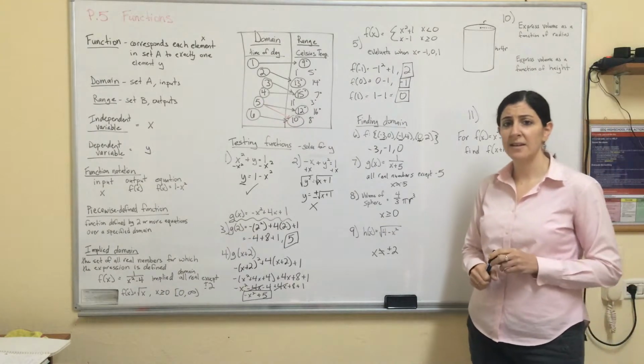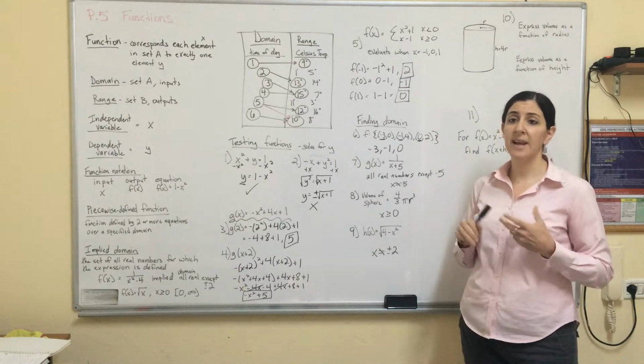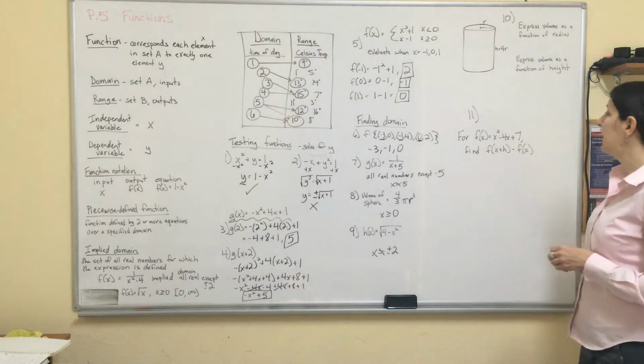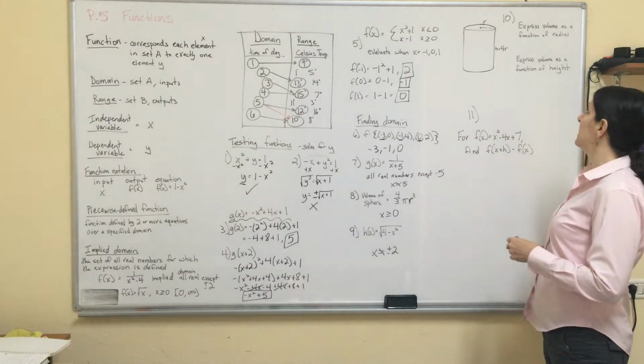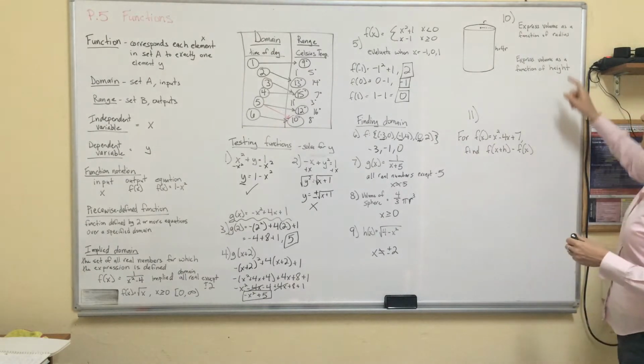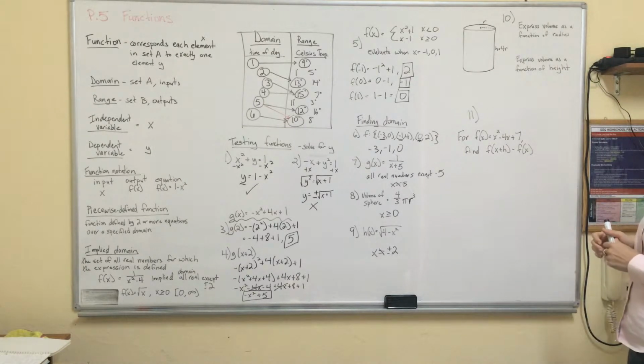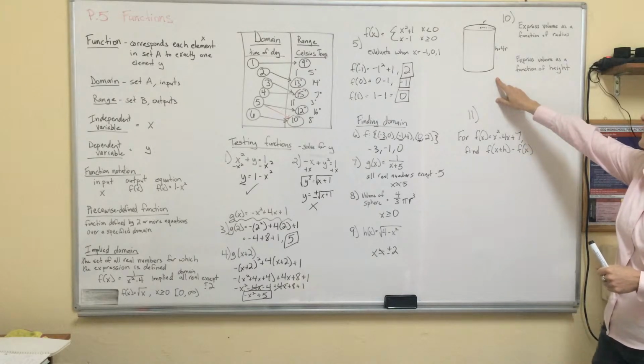The last section of this unit was the application of all of this. So we have 2 application questions here. The book has even more application questions to look at. It says to express the volume as a function of the radius. So here we go.